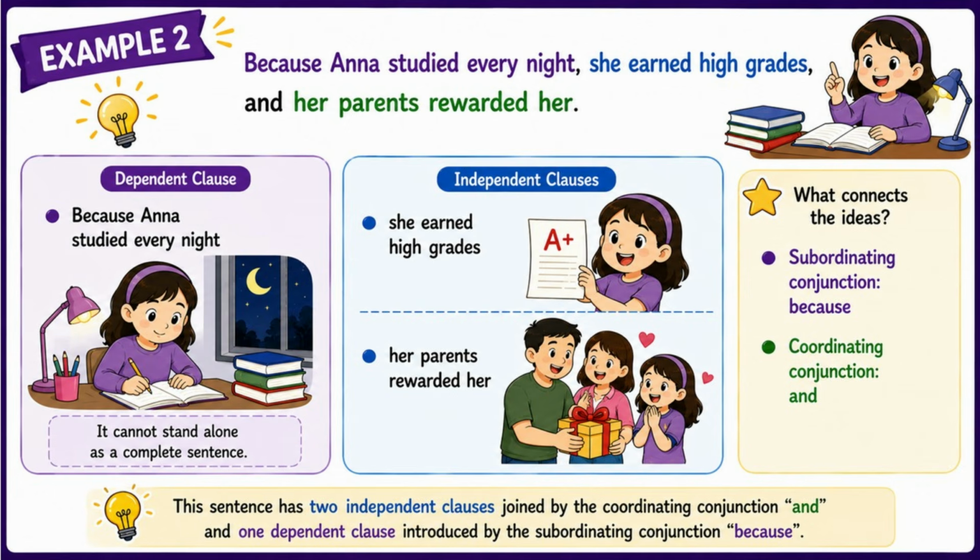Second example: Because Anna studied every night, she earned high grades and her parents rewarded her. The dependent clause is "because Anna studied every night." It cannot stand alone as a complete sentence. The two independent clauses are "she earned high grades" and "her parents rewarded her." What connects the ideas? Subordinating conjunction: because. Coordinating conjunction: and. This sentence has two independent clauses joined by the coordinating conjunction "and" and one dependent clause introduced by the subordinating conjunction "because."